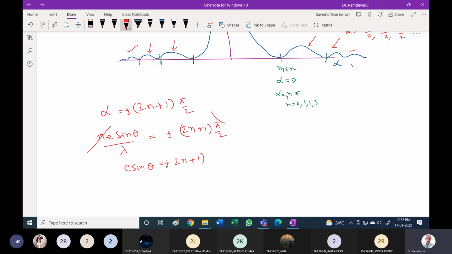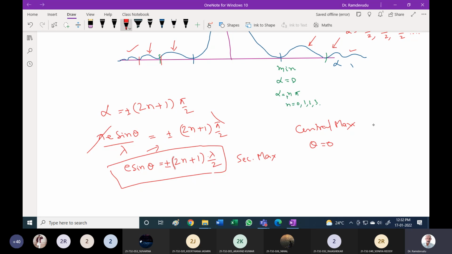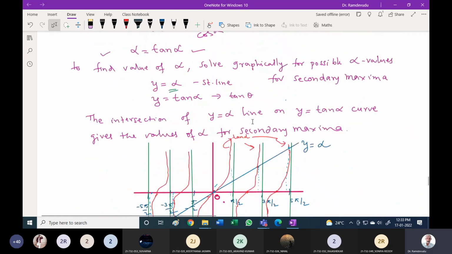Okay, I'll get plus or minus (2n+1), and lambda goes to the other side, therefore I'll get lambda by 2. So this is the condition for secondary maxima. And we have seen that for central maxima, the condition is theta equal to 0. And for minima, the condition is e sin theta equals n lambda, if you have derived it.